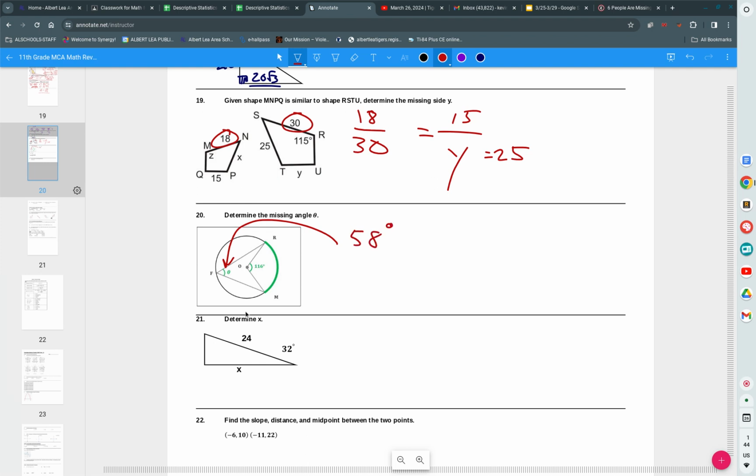So there's this thing in geometry where we say that a central angle has the exact same measurement as the arc it intercepts. So this arc is 116 degrees. We know that the inscribed angle is exactly half of the central angle. Oh. So an inscribed angle, it hits all three parts of the circle.